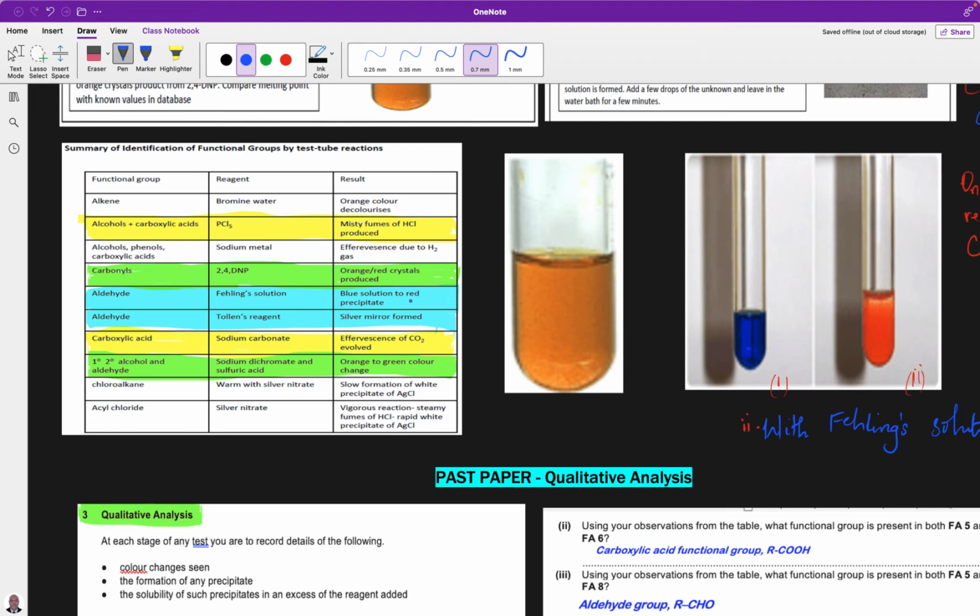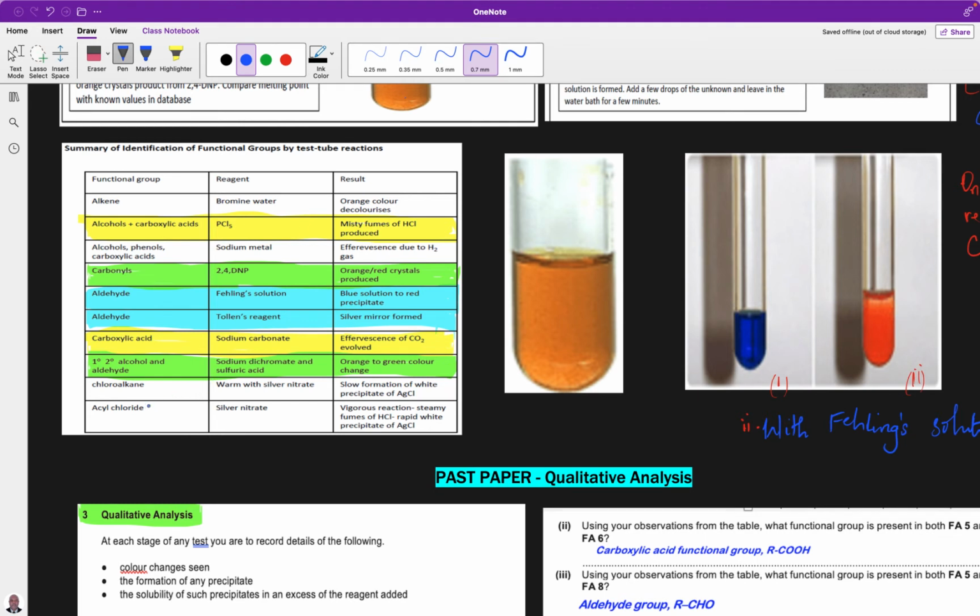Primary and secondary alcohols, as well as aldehydes, will undergo oxidation with sodium dichromate. Acidified sodium dichromate means you have sodium dichromate and dilute sulfuric acid. When you put it into any of these, there is oxidation. The oxidation is noticed by a color change from orange to green. But with potassium manganate(VII), the color change will be from purple to colorless.